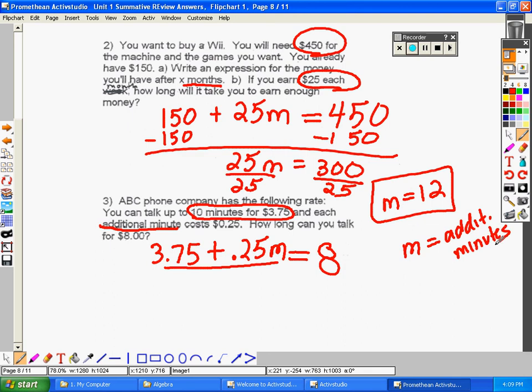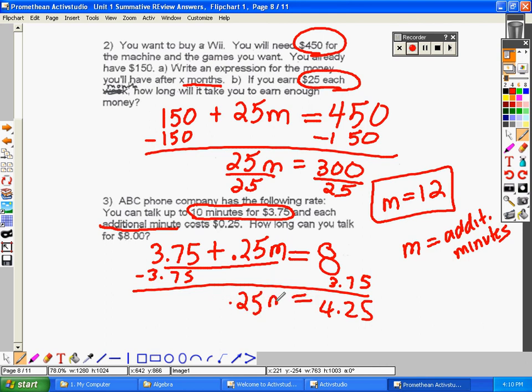All right. Now, we have our equation. Now we can go ahead and solve it. So we're going to subtract this amount on both sides, and we're going to get $4.25 equals 0.25M. Okay. And then we're going to go ahead and divide each side by 25 hundredths. And when you solve this side of the equation, you're going to get M is equal to 17.